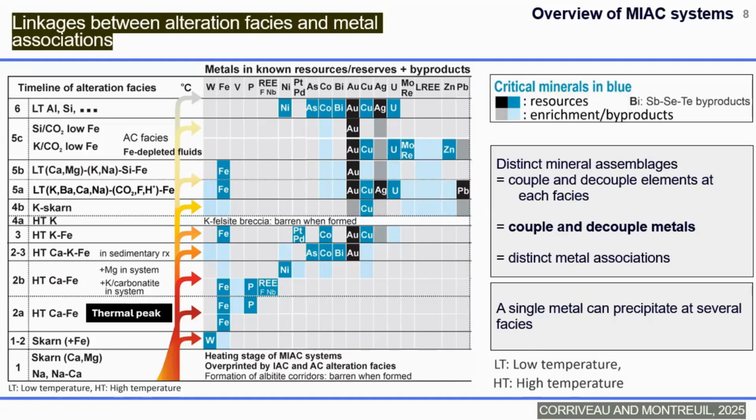There are two groups as well of alteration types that form mineral deposits. One group that is iron rich, so it goes from number 2 to 5B, and then one group that doesn't have the iron but can still form some metals, so the more alkali calcic alteration types, and these ones are at 5C.